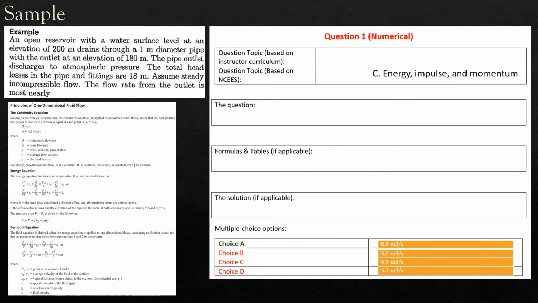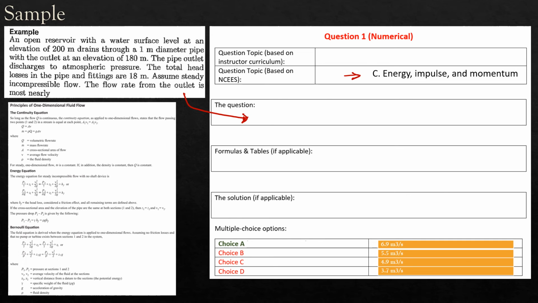Another example of the numerical problem which you see here is related to energy, impulse, and momentum. The question that you see here will appear in this box. The question says, for example, that you have an open reservoir with the water surface level at an elevation of 200 meter. It drains through a 1 meter diameter pipe with the outlet at an elevation of some 180 meters. The pipe outlet discharges to the atmosphere.